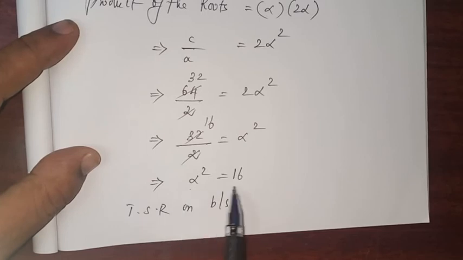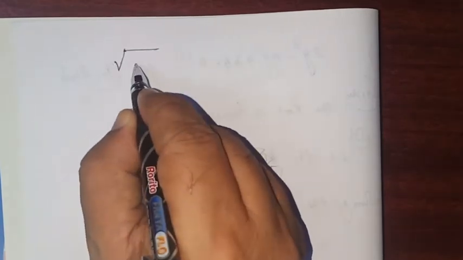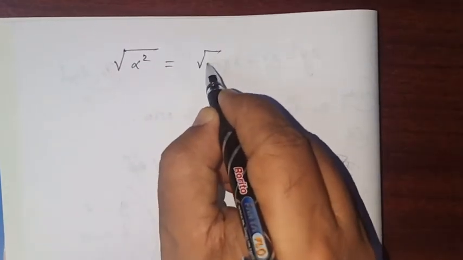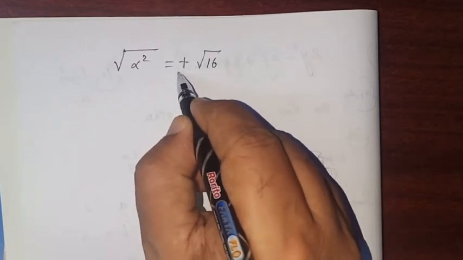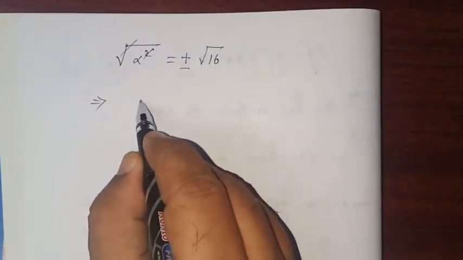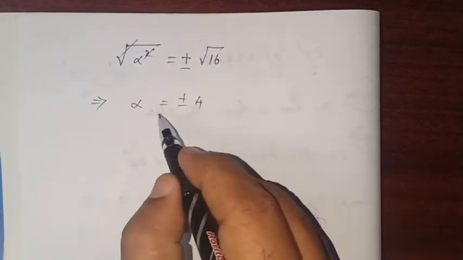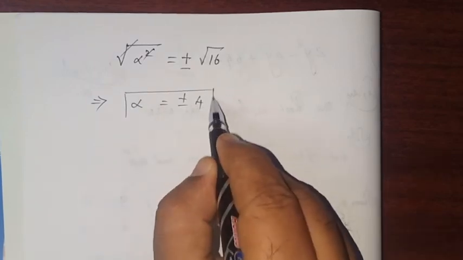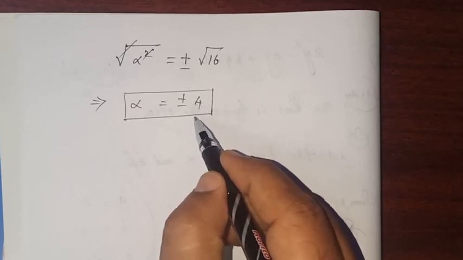Square root of alpha squared equals square root of 16. Already told you, since alpha square is there, you have to introduce plus or minus. Square and square root get cancelled. You will be getting alpha equal to plus or minus square root of 16, which is 4. We have two different values for alpha: plus 4 and minus 4.